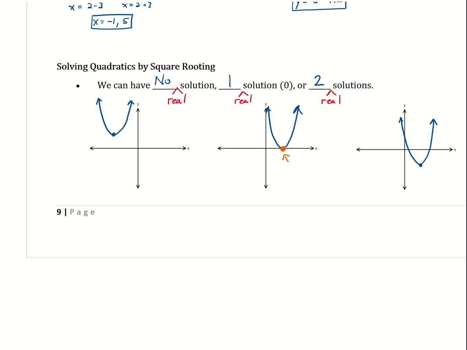Now, the solutions are the x-intercepts of the graph. So here would be 1 solution. Here we would have 1 solution here and 1 solution here for 2 solutions. So you got 2 solutions, 1 solution, and no solution. So the connection between the solutions and the graph is that the solutions of the equation are the x-intercepts of the graph. So you might want to make a note there.